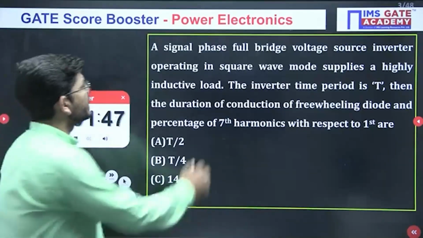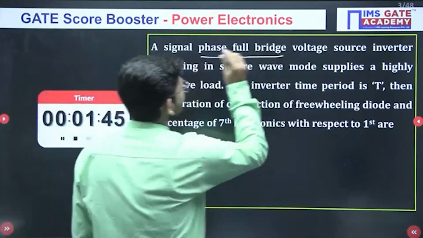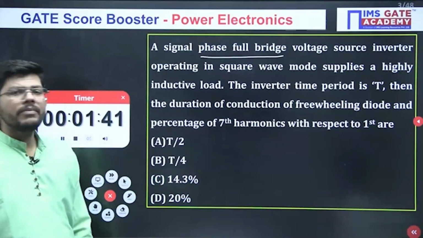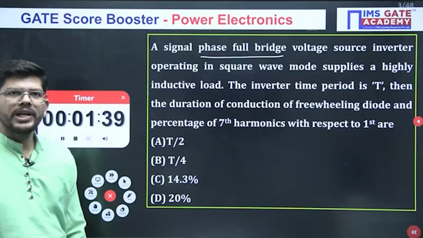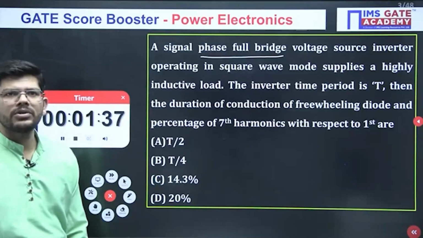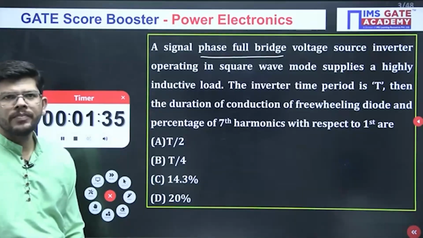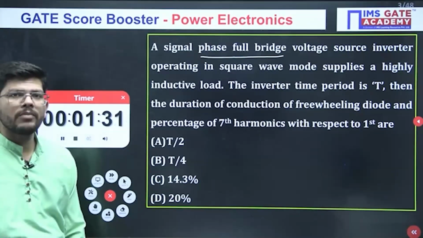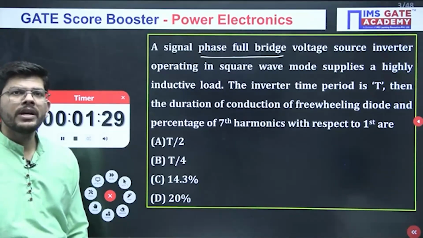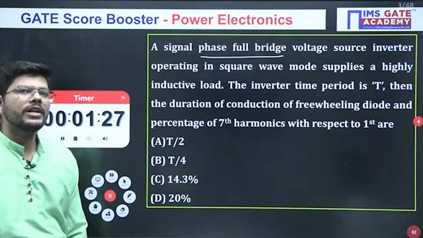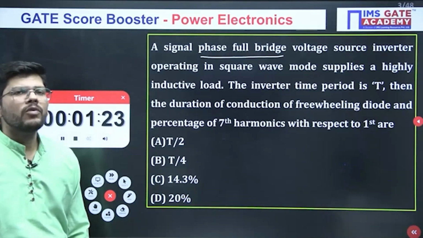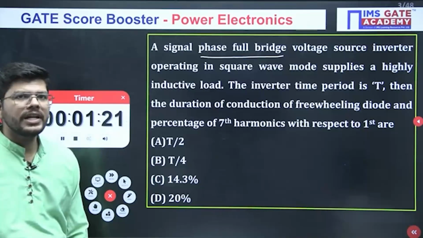We are talking about a single phase full bridge voltage source inverter, and it is having a very high inductive load. So inductance is dominating at the load side. You can assume pure inductance. If you have pure inductance and the inverter is operating in square mode, the output voltage is a square wave. You have to check what will be the shape of the current, and for what duration the diode is conducting and for what duration the switch is conducting.